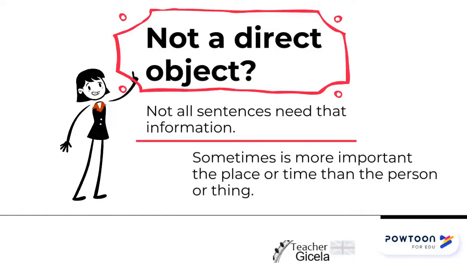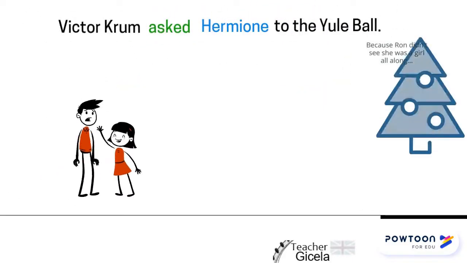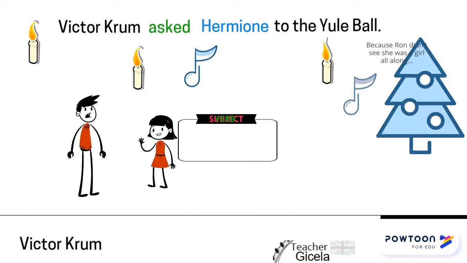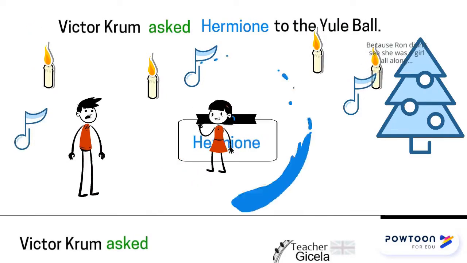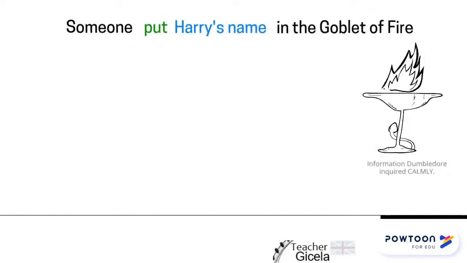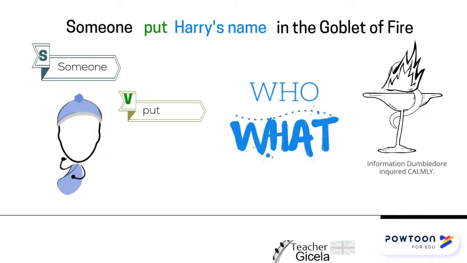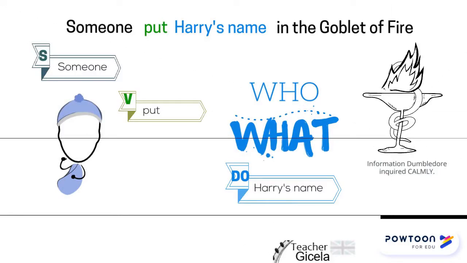Let's practice with some sentences that do. Victor Crumb asked Hermione to the Yule Ball. Subject, Victor Crumb. Verb, asked. What or who? Hermione. That's our direct object. Another one. Someone put Harry's name in the goblet of fire. Subject, someone. Verb, put. What or who? Harry's name. That's the direct object.